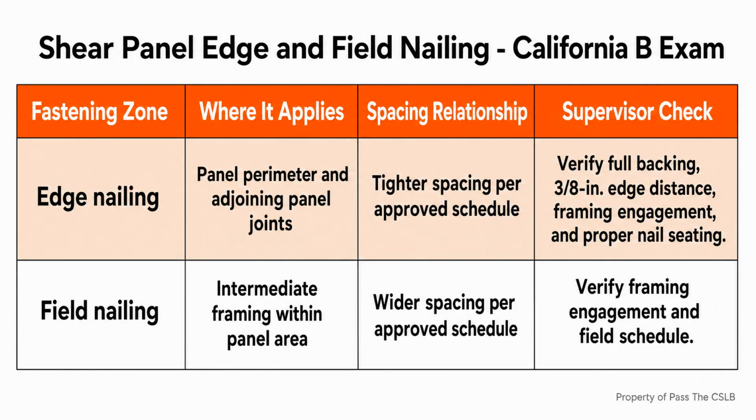Edge fasteners transfer force around the panel boundary and across supported panel joints. Field fasteners connect the panel to intermediate framing and help keep the panel engaged without substituting for the perimeter connection. A common field mistake is to read one spacing note and apply it everywhere. Another is to measure beautiful intervals along the panel edge without confirming that the line is centered over framing. Spacing accuracy does not rescue a fastener that lands in air.